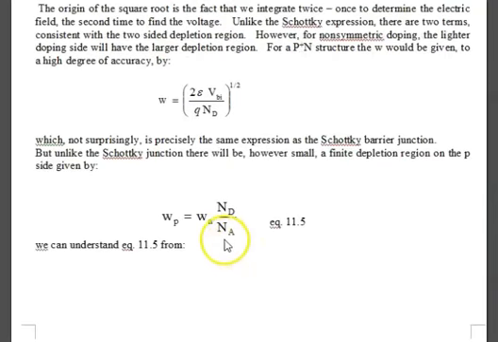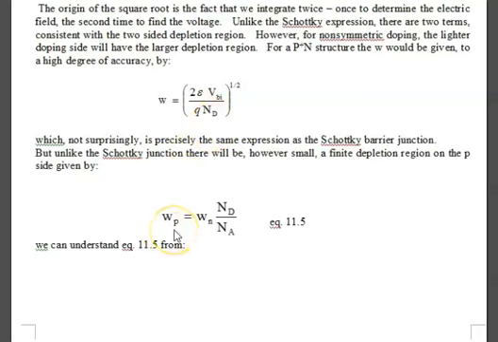There's another part of this for P-type. This actually, I probably should have put WN here because WP would be the depletion width in the P-type silicon, and instead of ND, I would have N sub A.